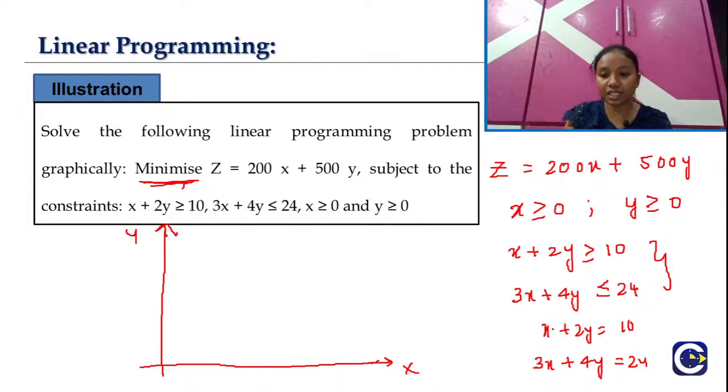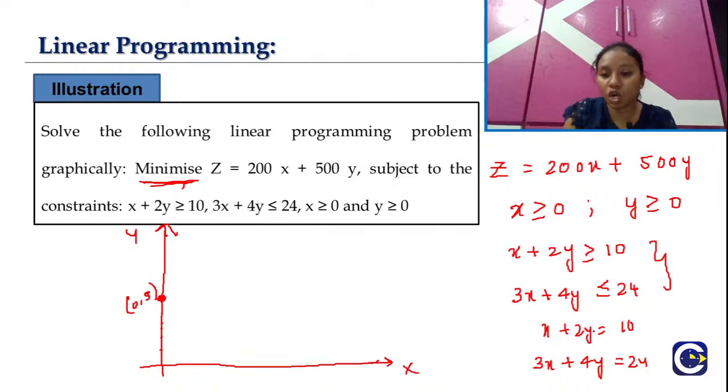So let's take x equal to 0. If x is 0, y will be 5. That means somewhere here. Let me take somewhere here: 1, 2, 3, 4, 5. Okay, here. This is the point where x is 0 and y is 5.